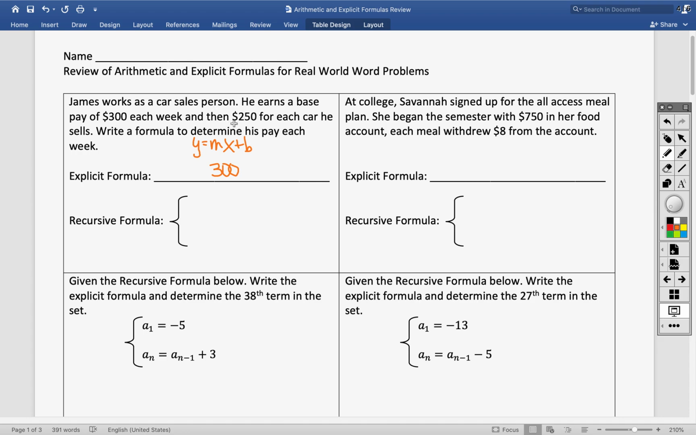And then $250 for each car he sells. So plus $250 for each car. So I would do $250C. That's it, guys. That's all you had to do there. Put a y equals in front of it and you're done.